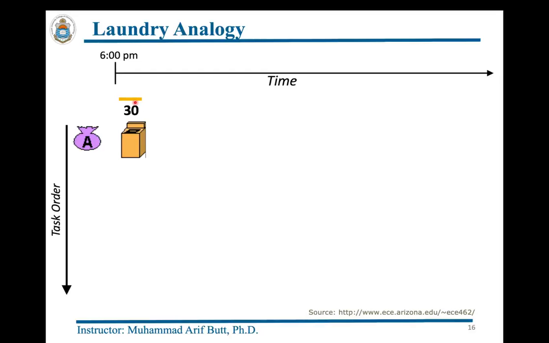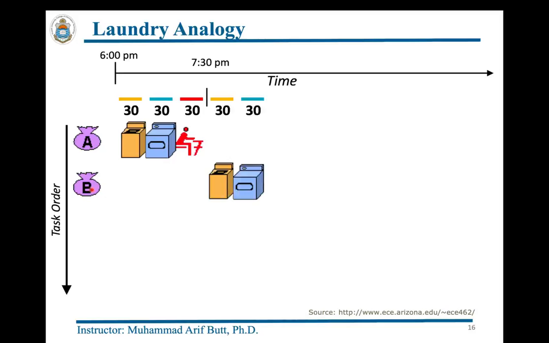Okay, we took 30 minutes for washing these clothes, 30 minutes for rinsing or drying these clothes, and 30 minutes for folding or ironing the clothes of this task. So task A gets finished at 7:30 p.m. It took 1 hour 30 minutes. Let the next bundle of clothes be task B, and we follow the same steps. That is 30 minutes for washing, 30 minutes for rinsing, and 30 minutes for folding. So task B gets finished at 9 p.m.